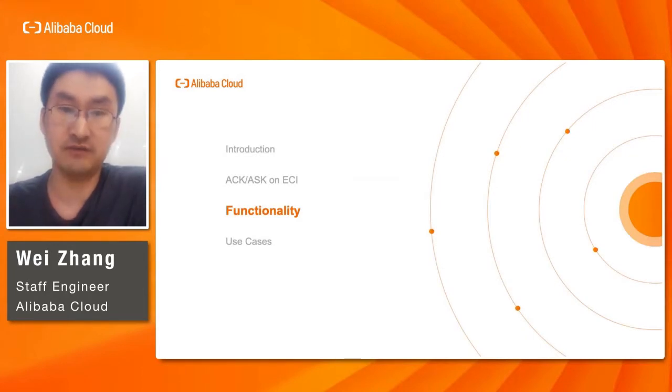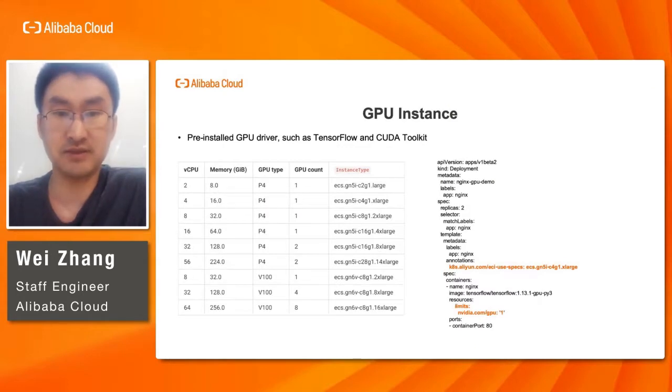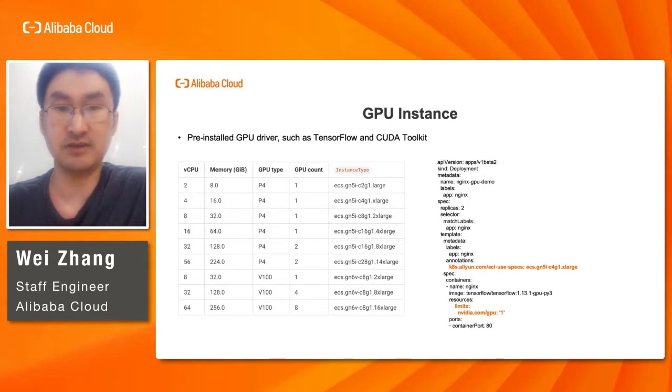In the next part, we will show some basic functionalities to use ECI pod in serverless Kubernetes. It's quite easy to create a GPU instance. The GPU driver is pre-installed, such as TensorFlow and CUDA toolkit. We can just configure the GPU spec in annotation and the number of GPUs, then the GPU instance is created. ECI GPU instance shares the same specs as ECS GPU.